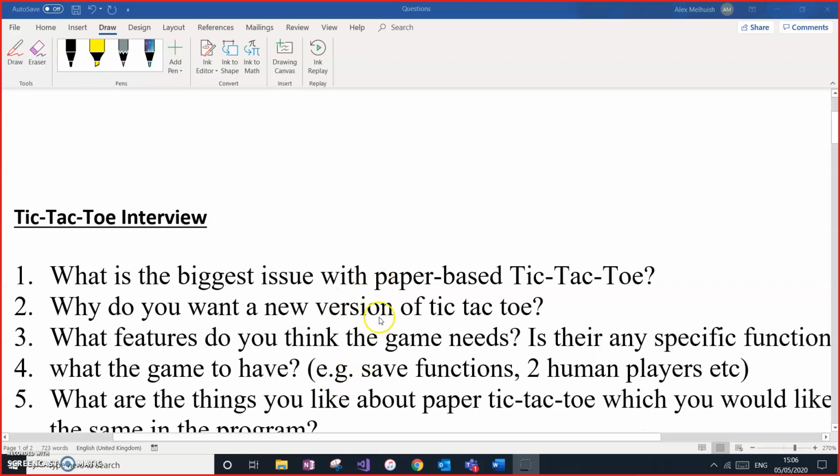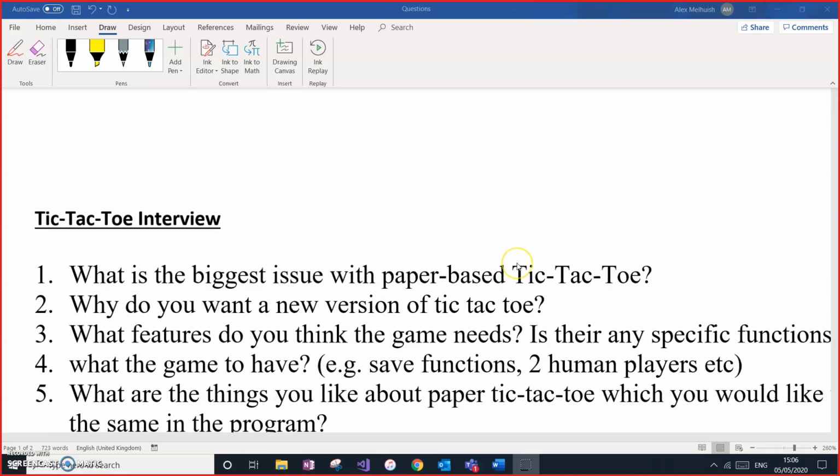So the next question is then, what features do you think the game needs? Number 2, and is there any specific functionality that you want the game to have? I think I just need to zoom out on that.